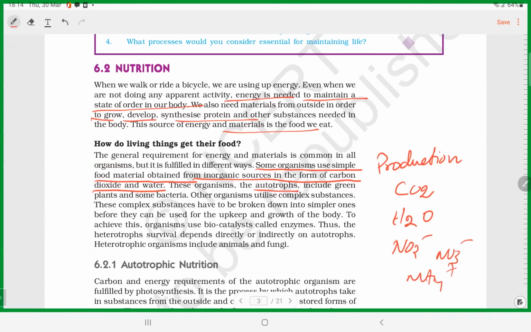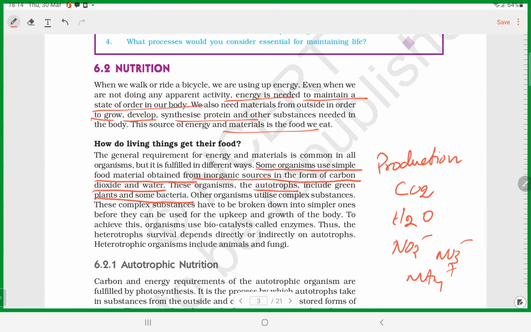Can you understand? So, what do plants do? They are autotrophs. They take simple substances from their immediate environment, produce their food, and then transport it to maintain their energy need. Hence, they are called what? Autotrophs. Examples of autotrophs?